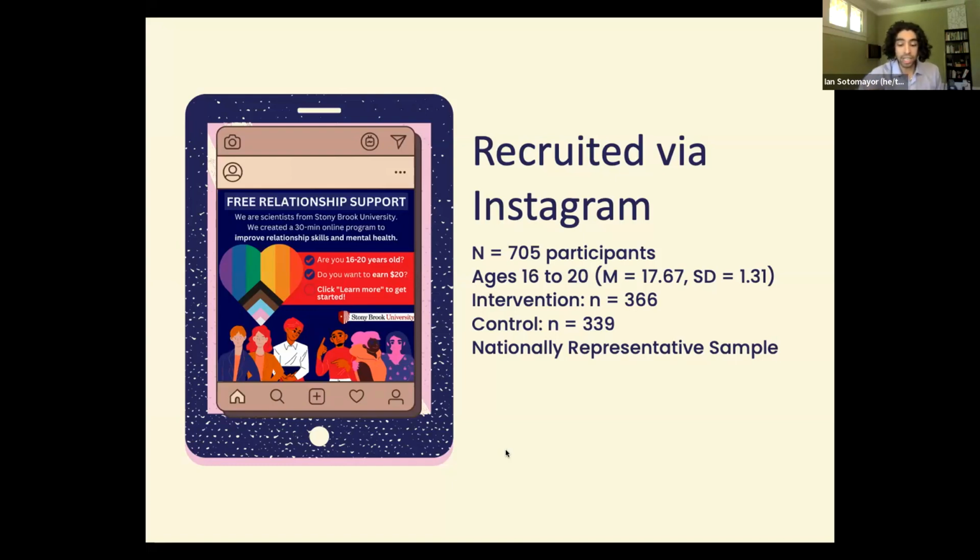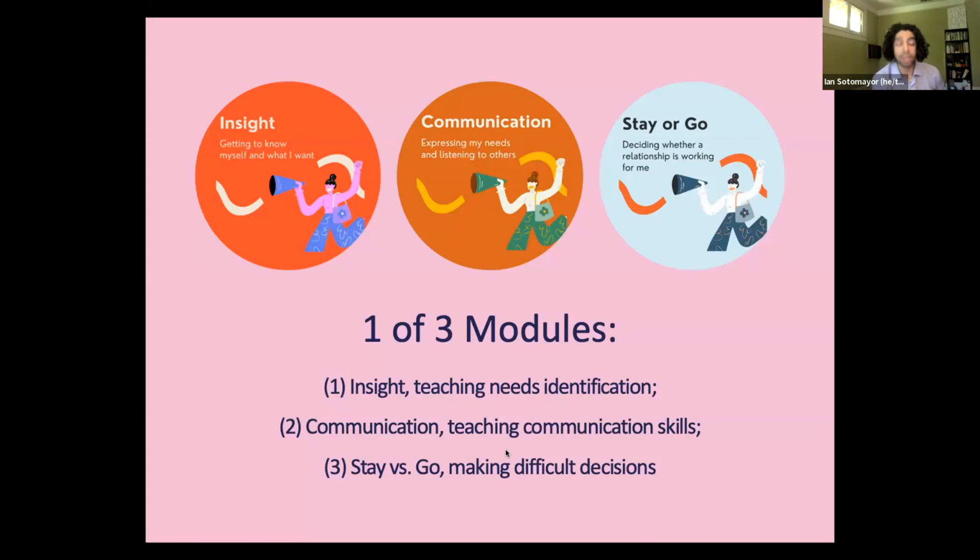For those assigned to the intervention condition, we offered them one of 3 modules: insight, teaching needs identification; communication, teaching communication skills; and stay versus go, helping respondents with difficult decisions in relationships. Lastly, adolescents self-reported hopelessness, perceived change, and acceptability feedback. In total, the baseline questionnaires, completing the module, and the post-intervention measures all took about 20 to 40 minutes.